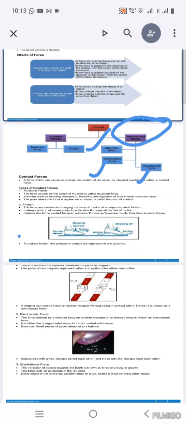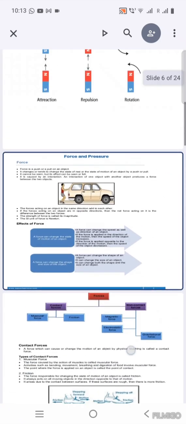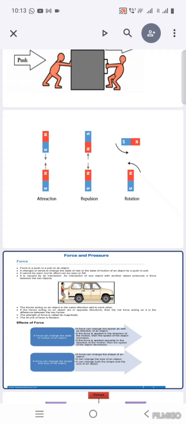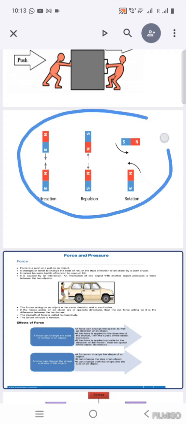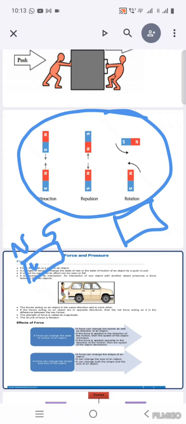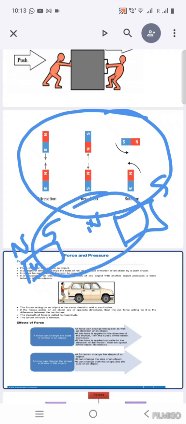Like in magnets, we have discussed earlier, you can see here these are the magnets, and there is no requirement of physical contact. One magnet is placed here, it has two poles, north and south. Another magnet is placed here, it also has north and south poles. So these are not in contact, but there is a force acting between these magnets. If the opposite poles are facing each other, then there is attraction. If similar poles are facing each other, then there is repulsion between the poles.